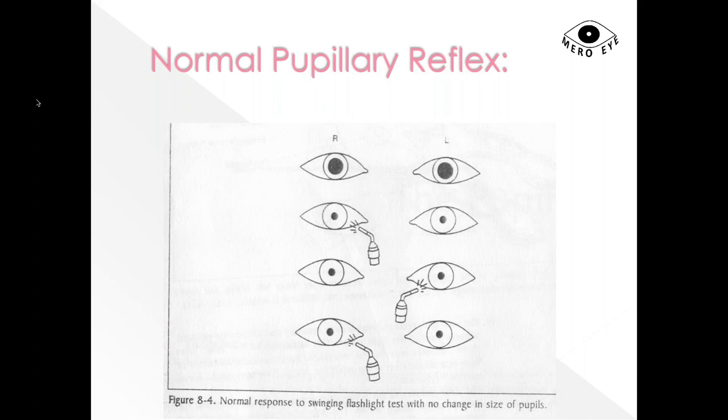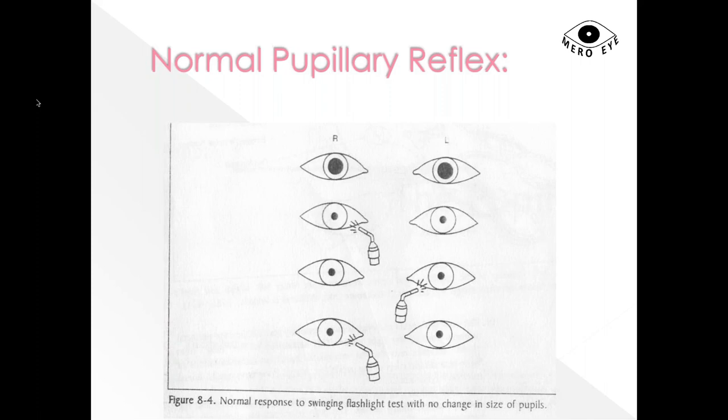So presence of RAPD does not mean a disease in a single optic nerve as well. And absence of an RAPD does not ensure that the optic nerves are not involved, because sometimes when both optic nerves are involved to the same degree, RAPD may not be there. To understand the RAPD phenomenon, let's first discuss the swinging flashlight reflex.